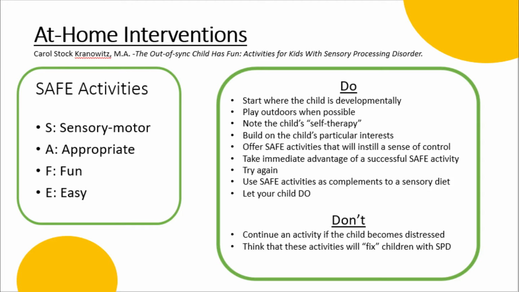Next, do build on the child's particular interests. Do offer safe activities that will instill a sense of control. Do take immediate advantage of a successful, safe activity. Do try again, and maybe with some adjustments to help your child be more successful. Do use safe activities as complements to a sensory diet.